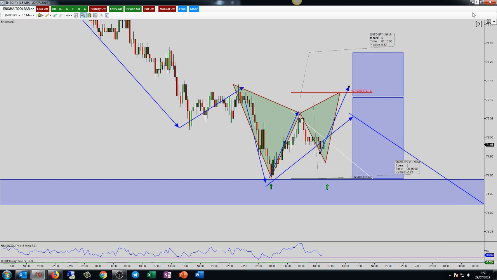New Zealand yen, Gartley 15-minute short. Anything else? Marcus says it's not valid on his data.